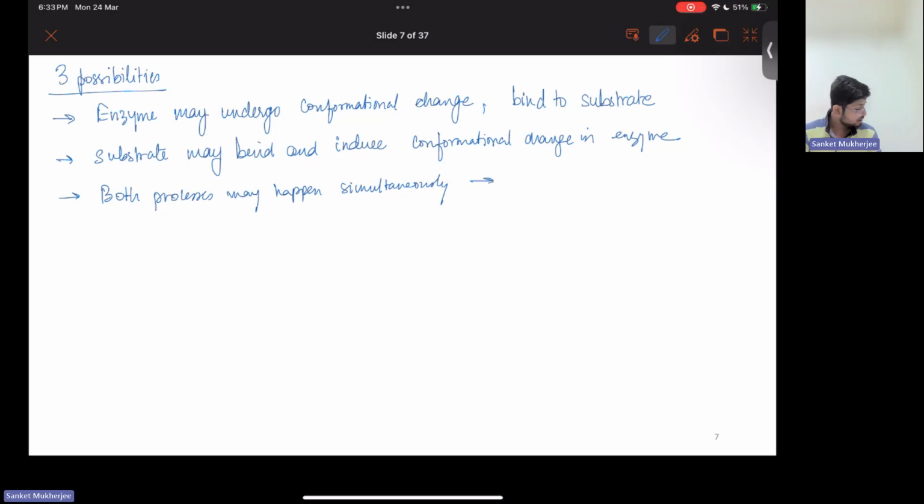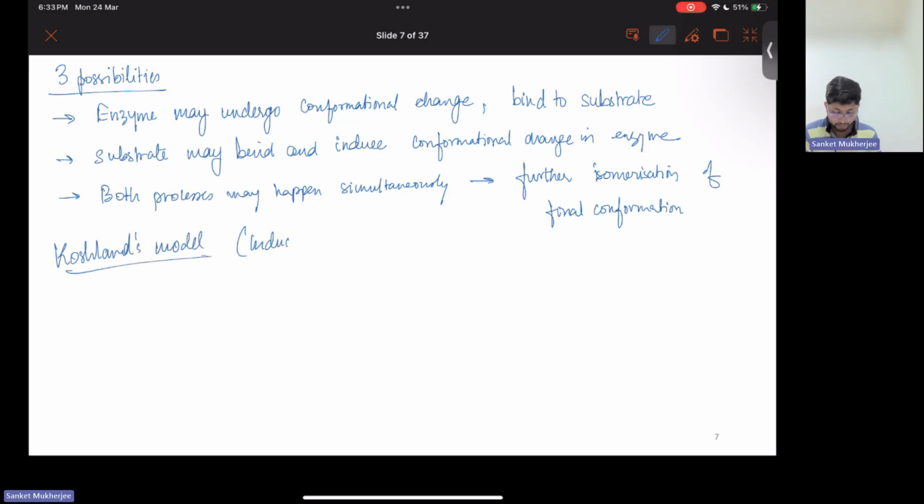Leading to further isomerization, final conformation. The Koshland's model, also known as the induced fit model, gained more popularity.